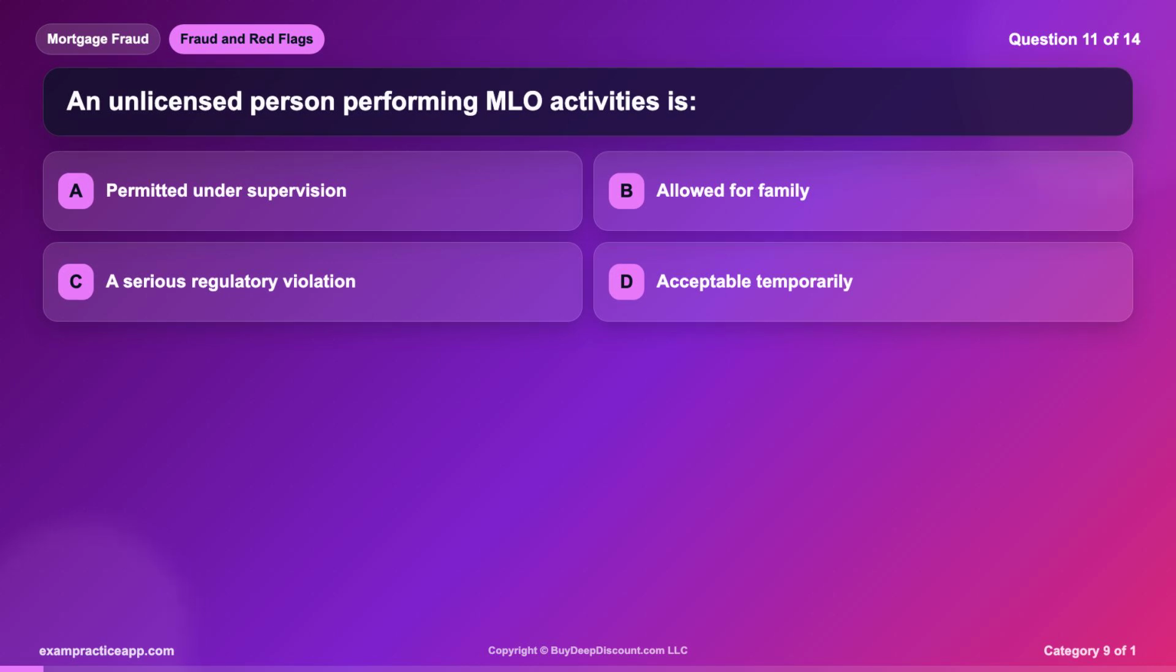Question 11. An unlicensed person performing MLO activities is, option A, permitted under supervision. Option B, allowed for family. Option C, a serious regulatory violation. Option D, acceptable temporarily. Take a moment to choose your answer. The correct answer is option C, a serious regulatory violation. Explanation: MLO activities require proper licensing.